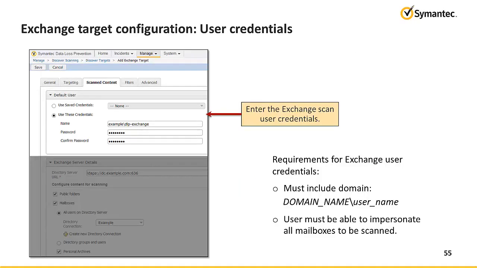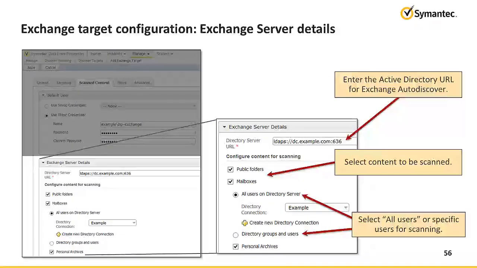On the Scanned Content tab, shown in this screenshot, enter the credentials for the scan. All Exchange usernames must include the domain name, using the format domain name/username. Ensure that the user credentials you provide can impersonate all mailboxes you want to scan. Complete the configuration by entering the Active Directory URL for Exchange Auto-Discover in the Directory Server URL field. In addition, select the specific content to be scanned, as well as select all users or just specific users for scanning. For more detailed configuration information, please see the Symantec Data Loss Prevention Administration Guide.